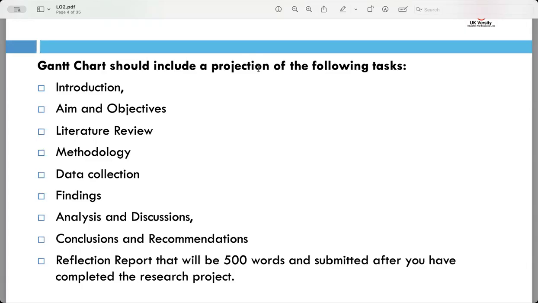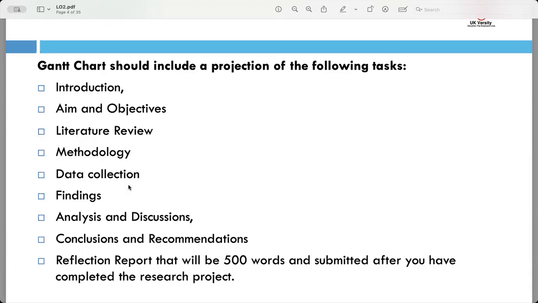Start with your introduction, where you will set the stage for your topic. Add a time frame for developing your aim and objectives. Then plan your literature review, where you explore existing research. Include time to write your methodology, which explains how you will collect data. Set a deadline for data collection. This might involve surveys, interviews, or reviewing documents.